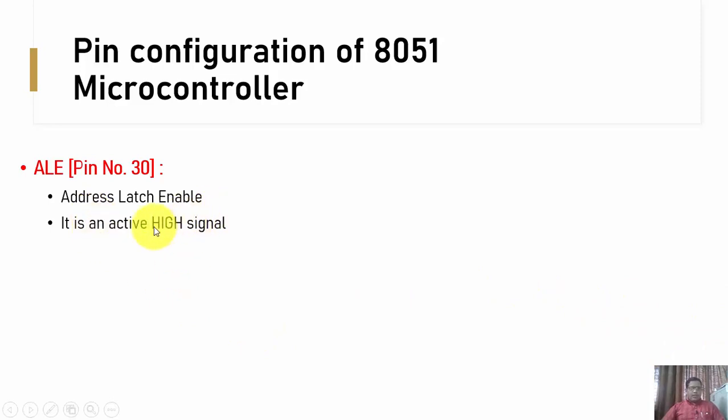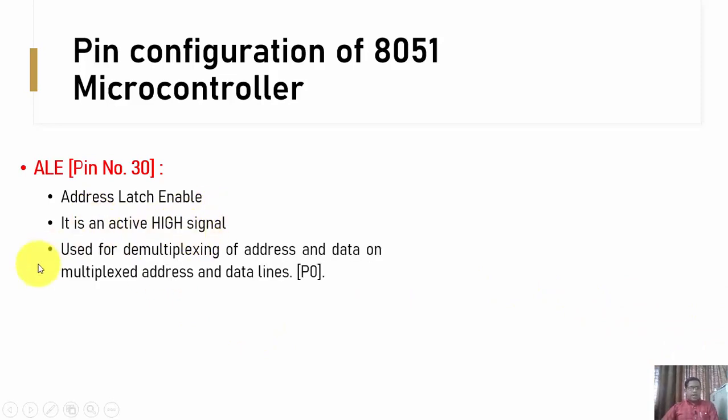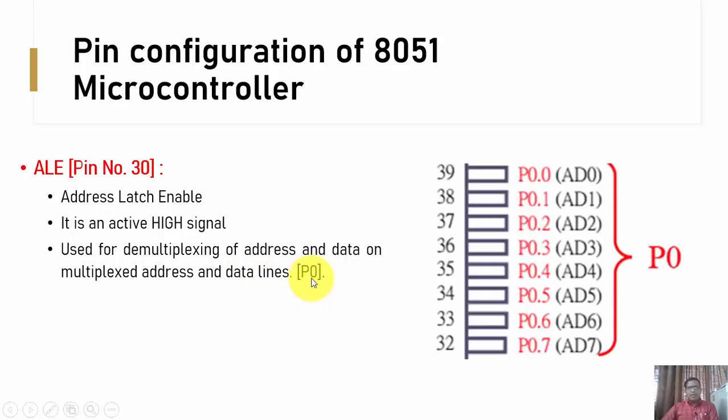It is an active high signal. It is mainly used for multiplexing of address and data on multiplexed address and data lines. That is nothing but to differentiate the content present on port P0.